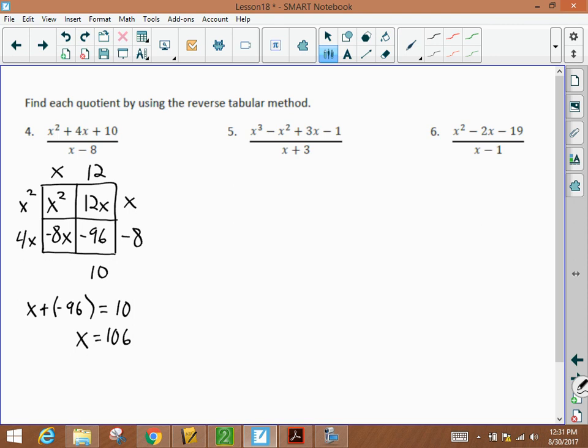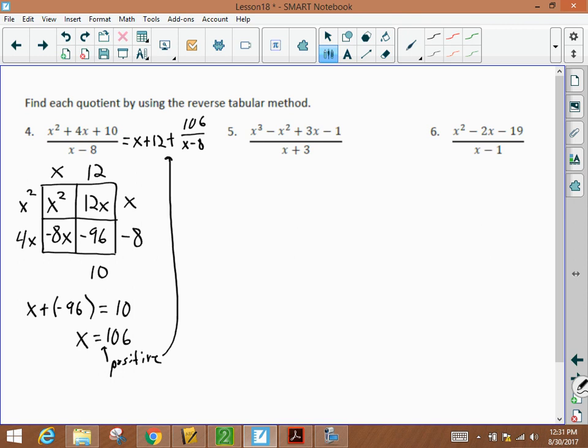So how would I express this answer? It's going to be x plus 12. All right. This is positive, right? Which means I'm going to put a plus sign there. All right. And then I'm going to put 106 over my divisor. There we go.